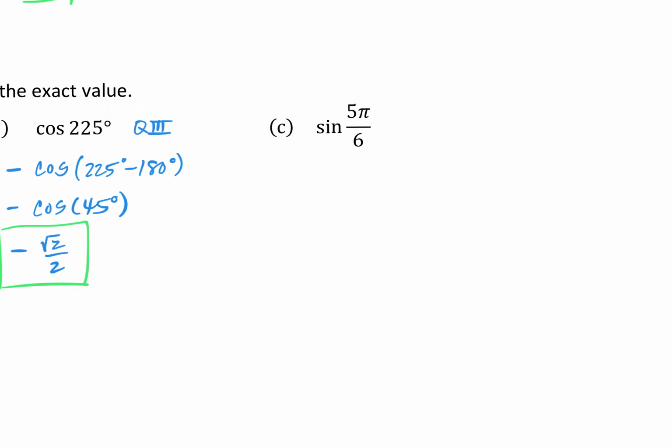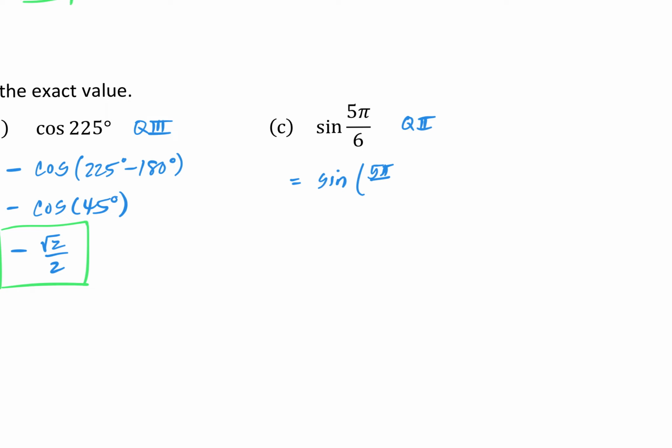Let's see, sine of 5 pi over 6. So 5 pi over 6 is in quadrant 2. Sine is positive in quadrant 2. So this would be equal to a positive sine of 5 pi.